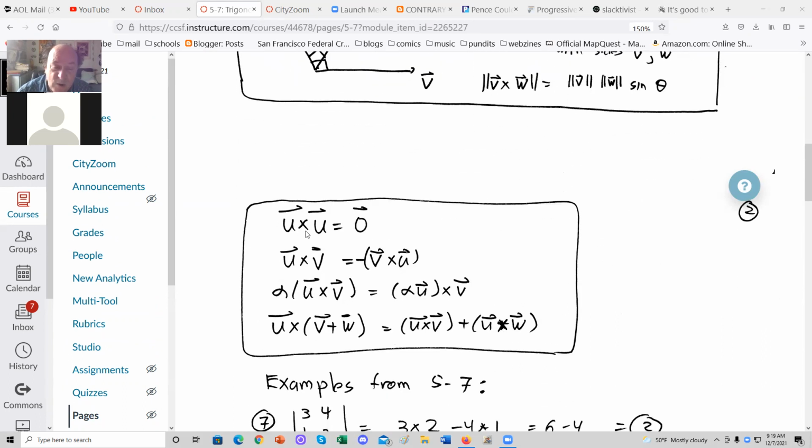One is that a vector cross itself is always a zero vector. Also, v cross w is the opposite of w cross v. This implies that a vector cross itself is zero, because it's the same forwards as backwards, and therefore it has to be its own negative, which is zero. And it's a form of associative: alpha times u cross v equals alpha u cross v. And it's a kind of distributive: u cross (v plus w) equals u cross v plus u cross w.